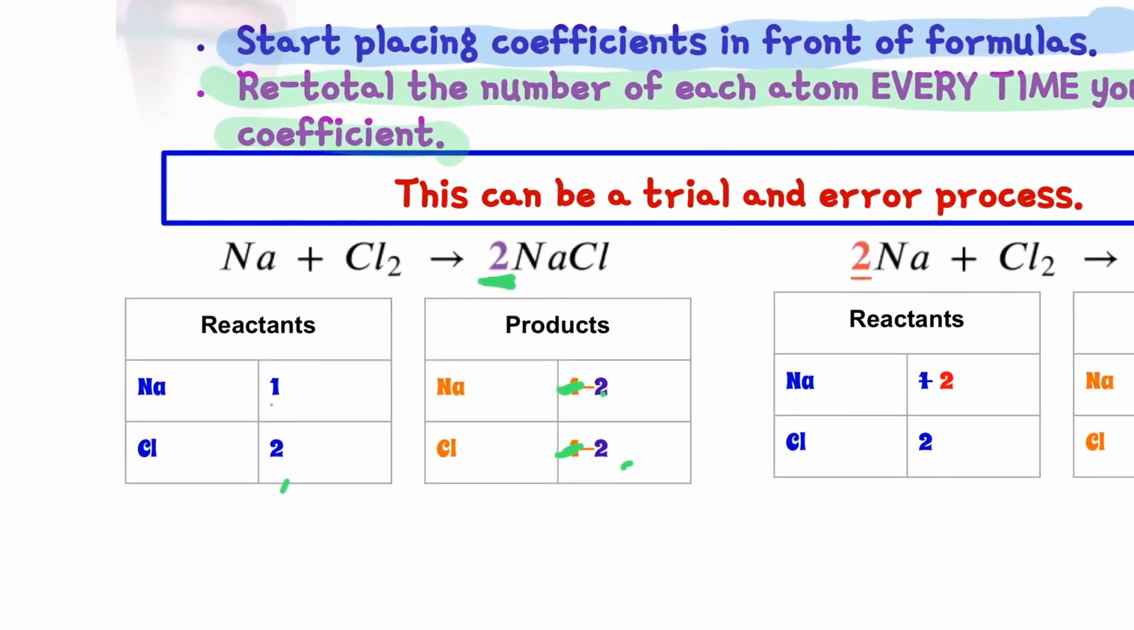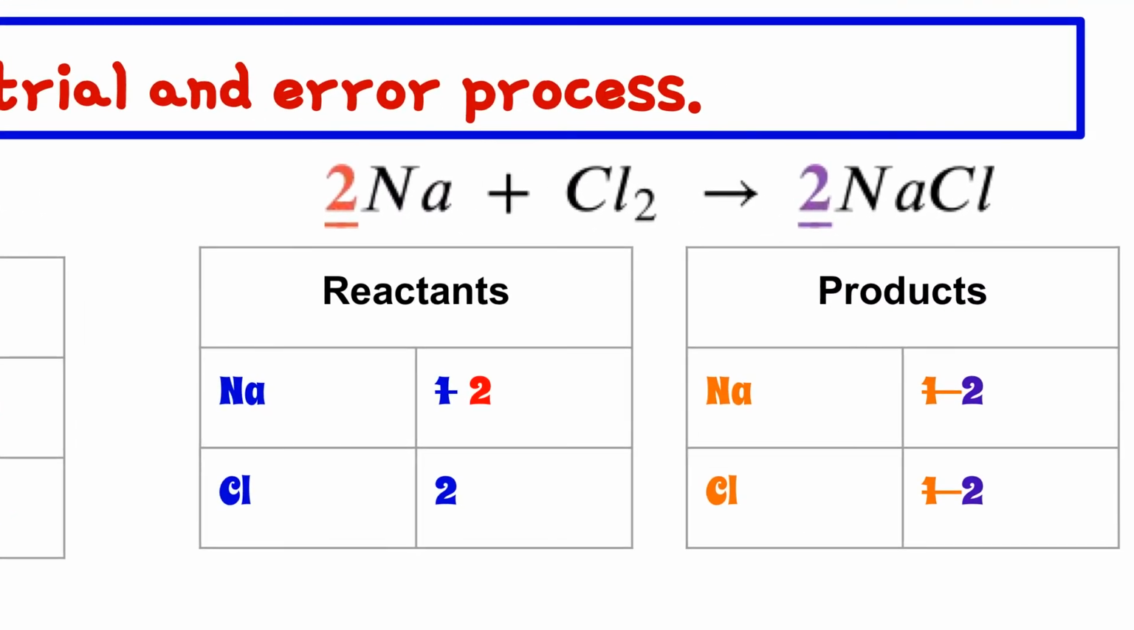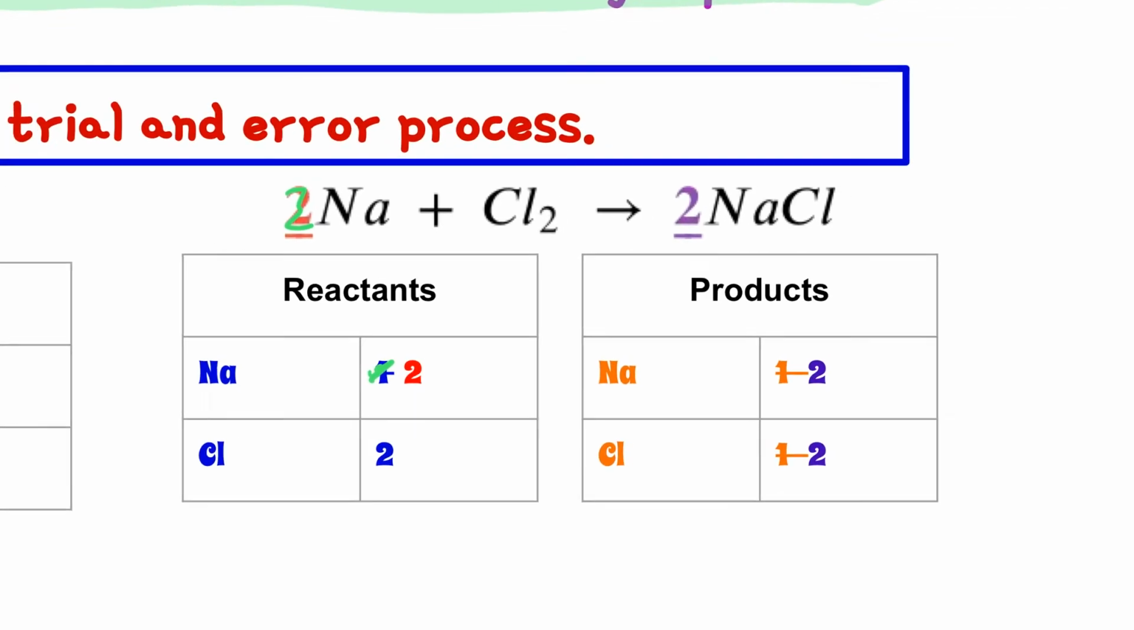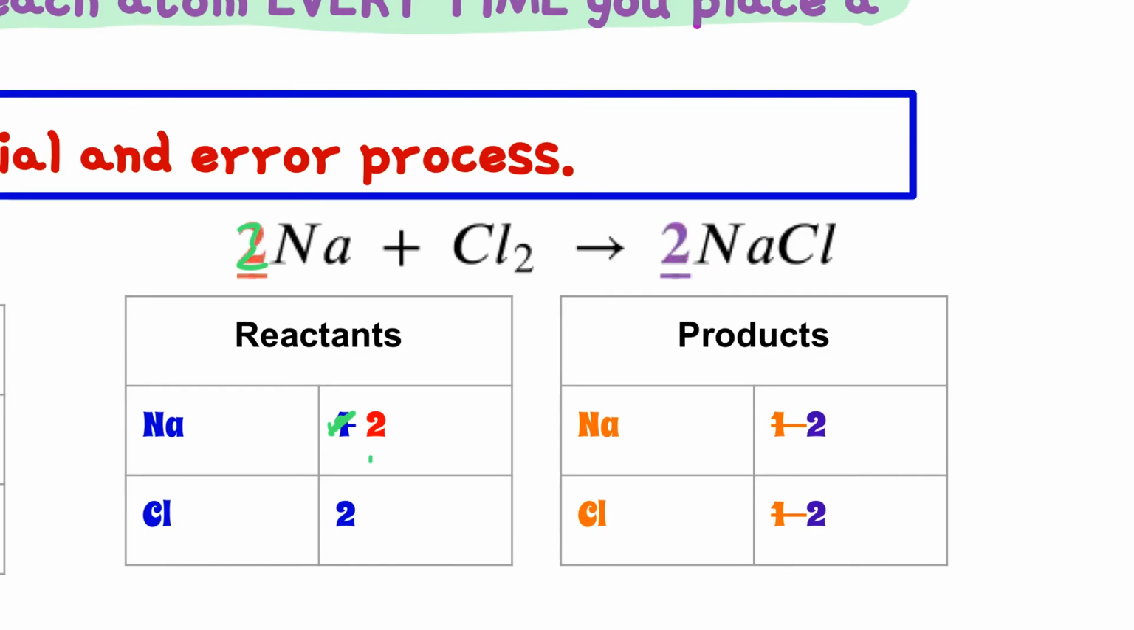I now only have 1 sodium on the reactants, but I have 2 on the product. So then what I did was I put a 2 in front of the sodium. By doing that, I crossed off that 1 on my reactants and I put a 2. And so now, comparing them, I have 2 sodiums on the reactant, 2 sodiums on the product. I have 2 chlorines on the reactants, 2 chlorines on the product, and it is balanced.